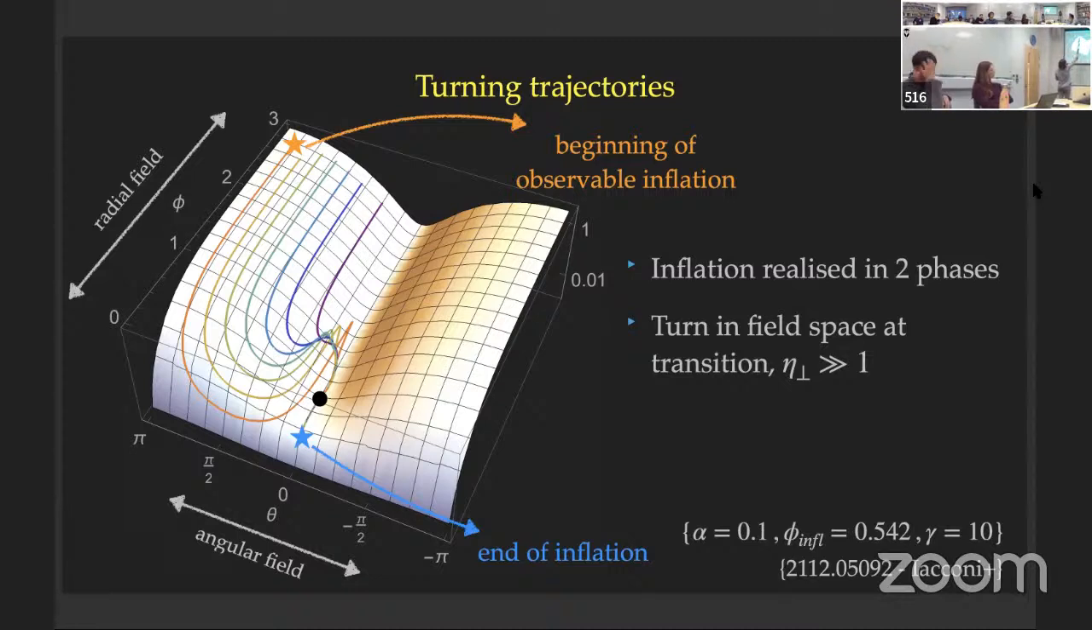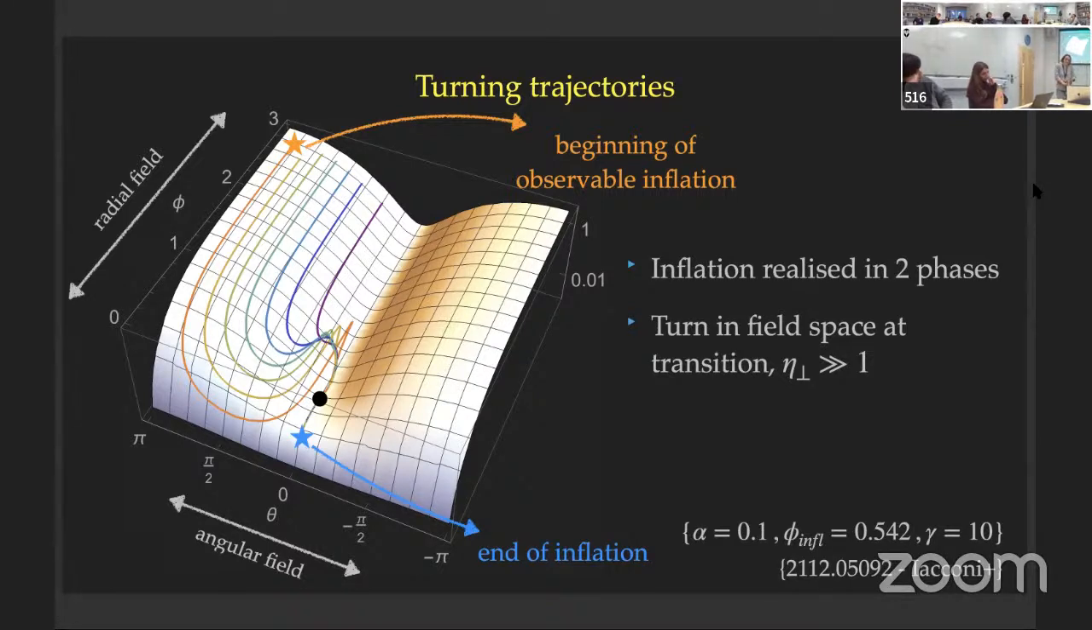This is the beginning of observable inflation. Let's just focus on one of these lines. Let's pick this one. So you start rolling just in the radial direction, and then at a certain point in your evolution, you start rolling also in the angular direction. So there is a turn in field space. Then there is some complicated dynamics happening, and then here inflation ends. So what we see from these models is that inflation is realized in two phases. First, you roll in the phi direction, then you roll a bit in the theta direction.